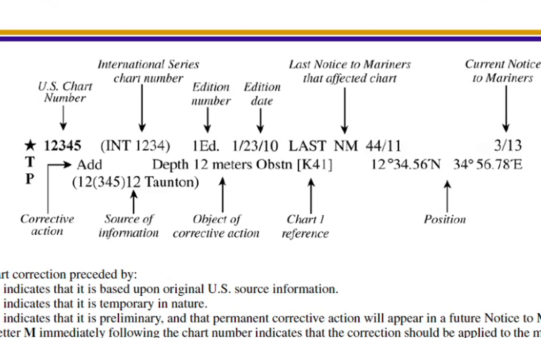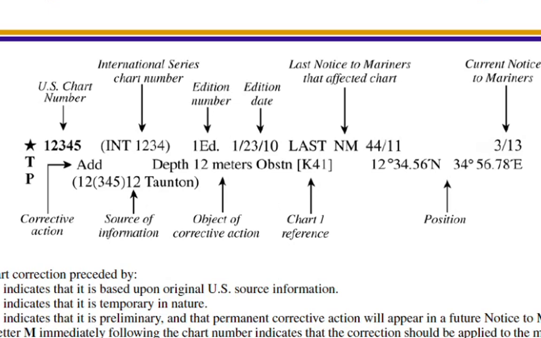And then next to it, we have the International Chart Series number, if that applies, and then the edition number that this update is being made to. So you always want the most recent version of any chart that you want to use. It's going to help you in minimizing the number of corrections you're going to have to make on your own. If you have an older edition, you'll have to go back farther in Notice to Mariners to make sure that your chart is completely correct.